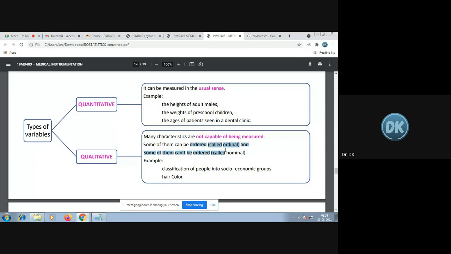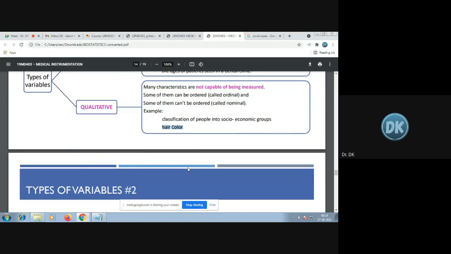So if it is ordered, it's called an ordinal variable. If it is not ordered, it's called a nominal variable. So this thing I'll explain in the upcoming slide. For example, you are going to classify people into socio-economic groups, based on caste, religion, or something like that. Or if you are going to group the people based on hair color, eye color, then that is a qualitative data. You can't give values for that data, right?